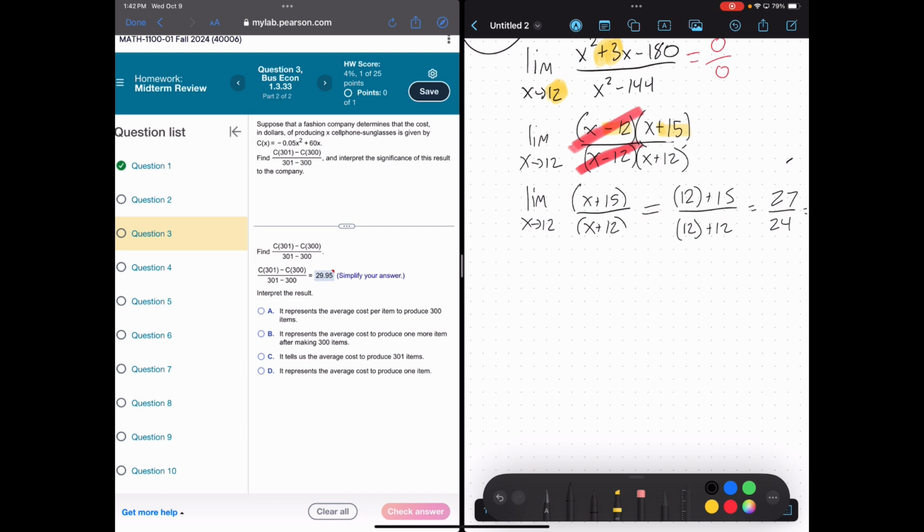Because it's the change between the 300th item and the 301st item. Right. This change in x is only one. It's 301 to 300. If we were looking at the average cost per item to produce 300 items, your change in x would be from 300 to 0. But the fact that we're just going from 300 to 301 tells me this is the average cost to produce one more item after I've already made 300 items. We're starting at 300 and going to 301, so I've already made 300 items.